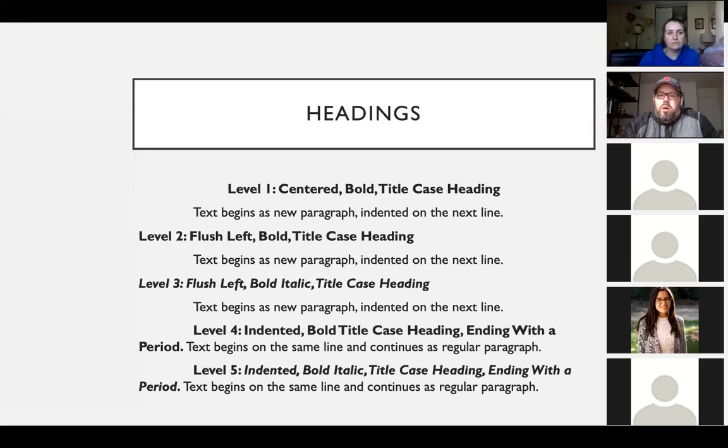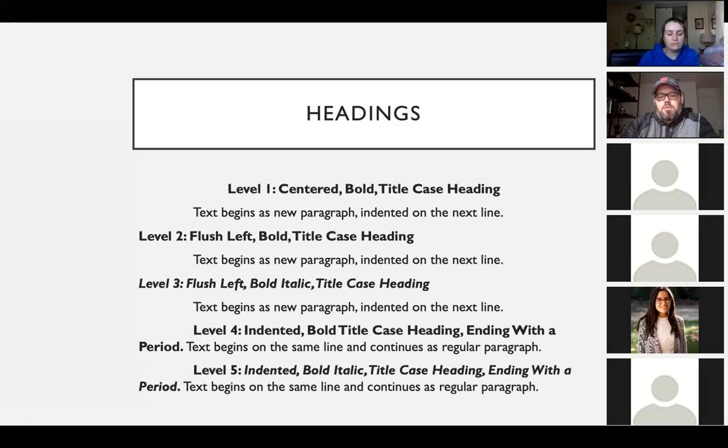For level four, that would be a sub-theme or a subheading of something that's discussed within level three. You start at the half inch margin in from the left, and then it's bold, not italicized, and it ends with a period. And then the text begins on the same line and continues as a regular paragraph. And again, there's only one space after the period, which concludes the heading, and then your text would begin.